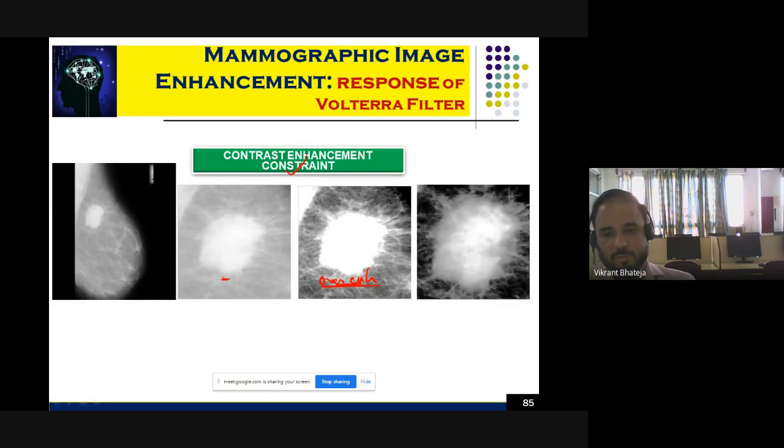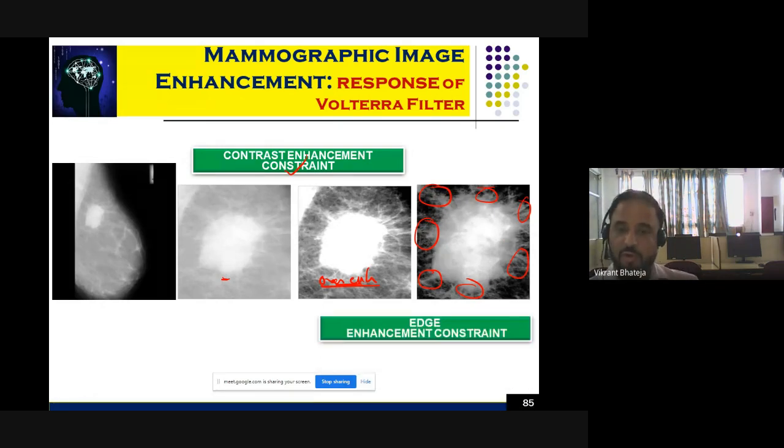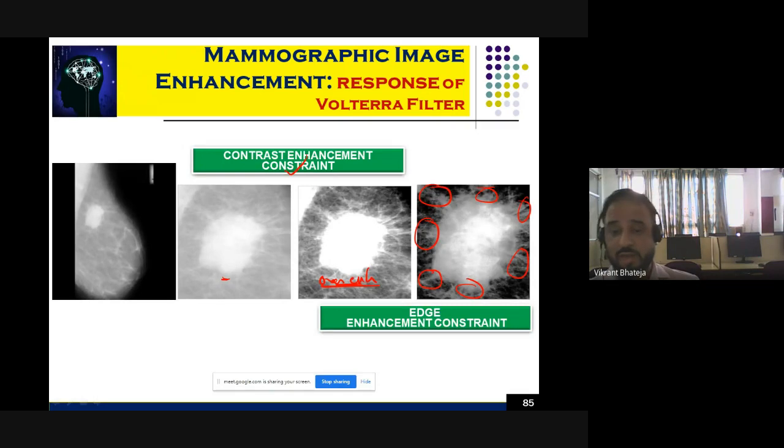Now see another response. This is another example with the Volterra filter. Maybe this time your quadratic component is not very dominating, but your linear component is very dominating. Then certainly you can see it is doing blurring, it is diminishing the details, it is distorting the edges. So this is the kind of response when your linear component is more dominating. This is what is known as the edge enhancement constraint.